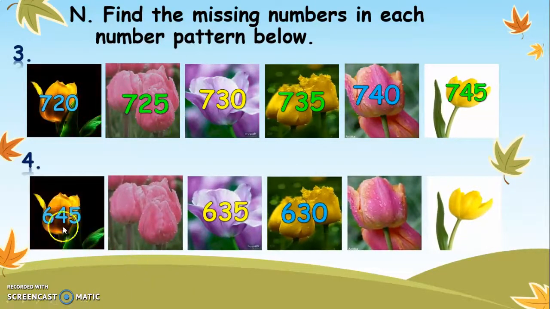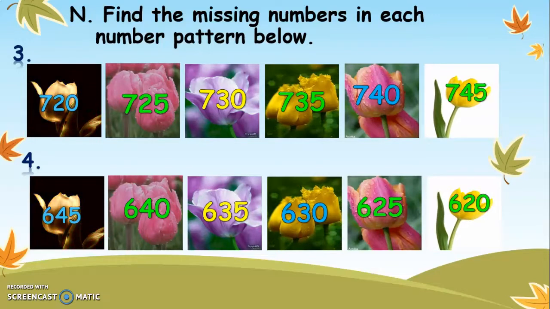Starting with 645, second number is missing, and then you have 635. The number between them is 640, and then 635, 630, and the next number is now 625, with the last number 620. This number pattern is decreasing by 5s. You can see that the numbers are going down by 5.